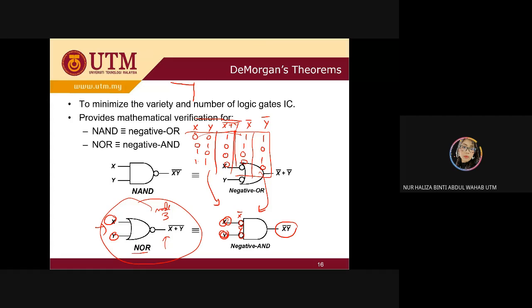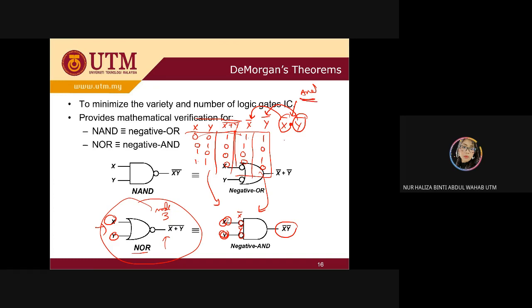Sekejap lagi saya lukis lagi ni. Okay, let's take a look at what happened when we have this AND gate. This is my input for this part. This is my input for this part. And the dot here means AND gate.